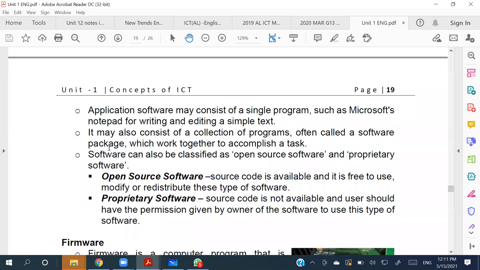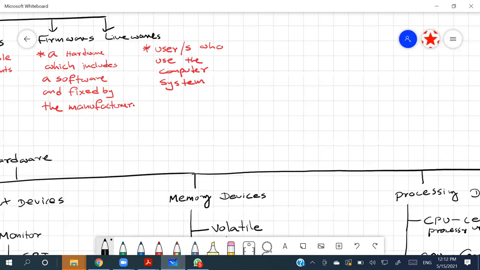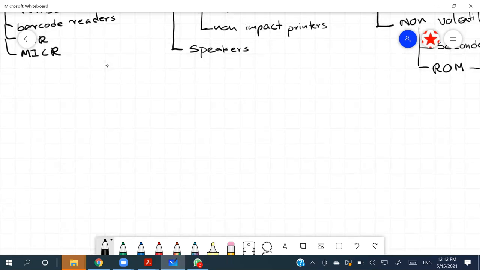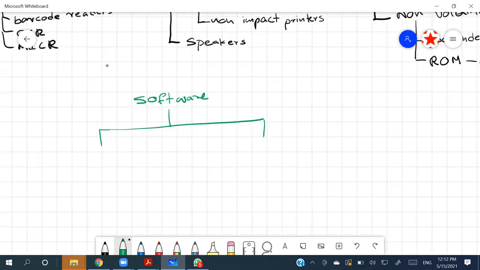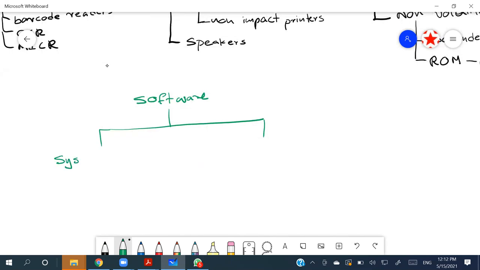So let's have a separate diagram for the software. As we had a diagram for hardware, we are going to have a separate diagram for software. It is majorly divided into two parts. System software. Just a second, people.